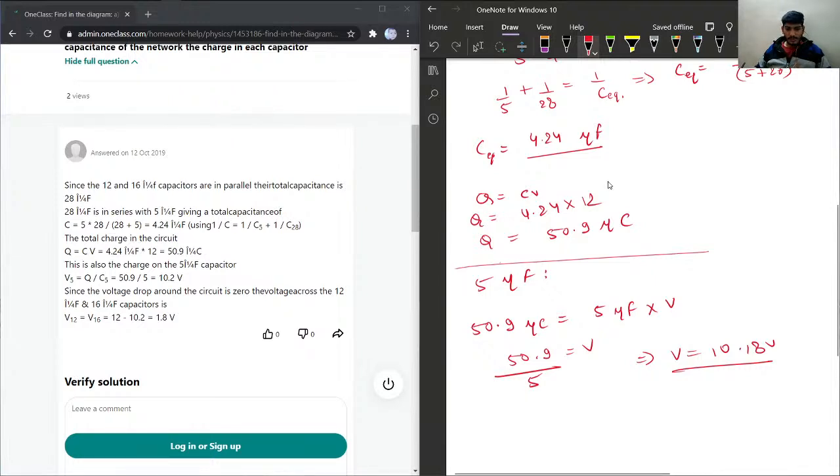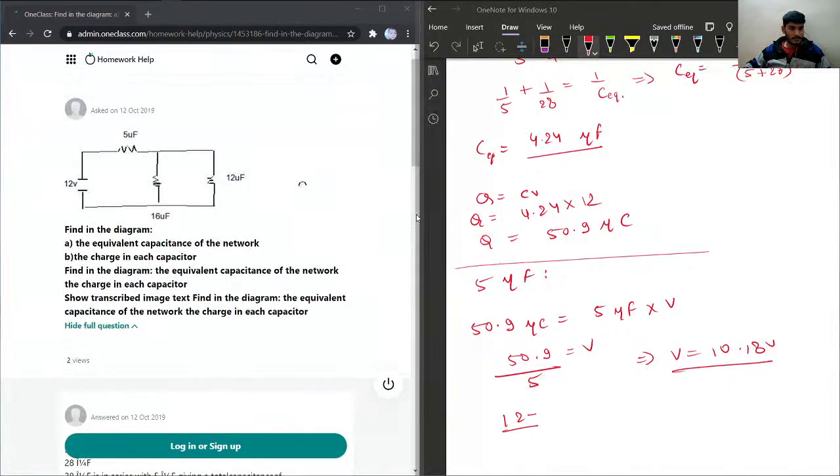And now since the total voltage difference is 12 and the voltage drop across the 5 microfarad capacitor, which is this one, is 10.18, then the voltage drop across this parallel circuit will be the rest of the potential difference. So we can just subtract and we'll get 12 minus the answer. This will be 1.82 volts. The potential difference across this circuit is 1.82 volts.